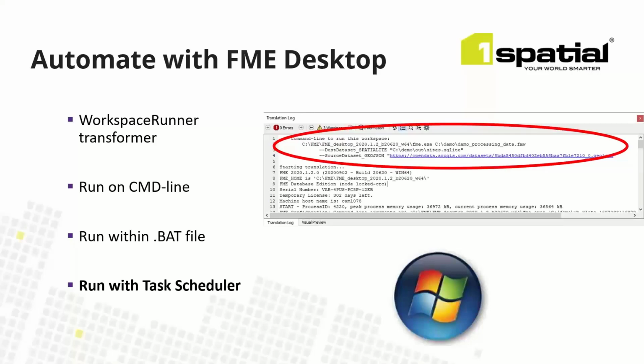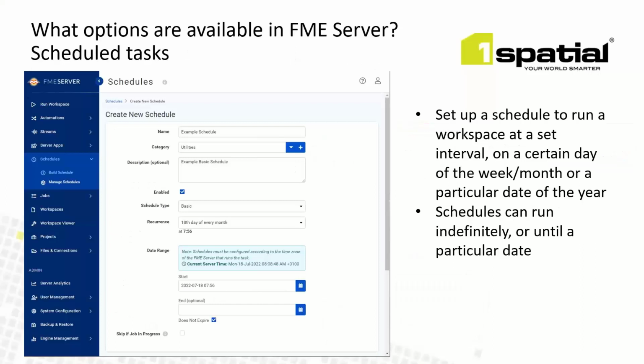Looking now at some of the options in FME Server before we even get to automations, there are a number of things that we can do if we wish to automate a task that cannot be achieved using the desktop solutions we've just seen alone. Firstly, if we wish to regularly run a task, we can set up a basic schedule.